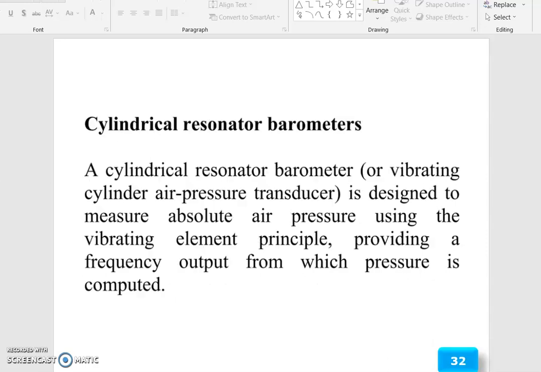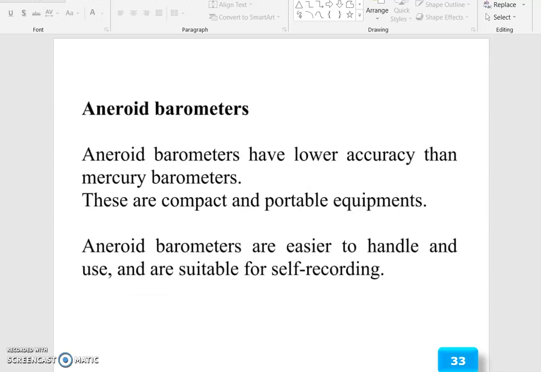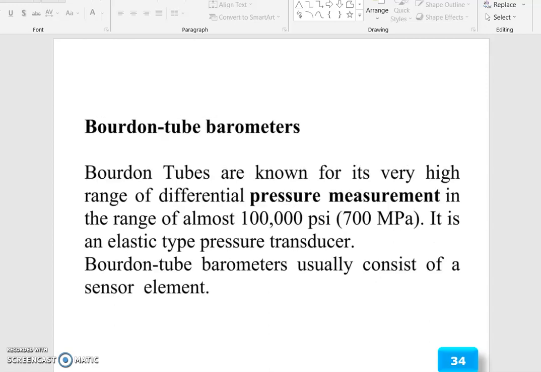So, many sensors are therefore internally compensated for temperature effect. The cylindrical resonator barometer. A cylindrical resonator barometer or vibrating cylinder air pressure transducer is designed to measure absolute air pressure using the vibrating element principle, providing a frequency output from which pressure is computed. Aneroid barometers have lower accuracy than mercury barometers. These are compact and portable equipment. Aneroid barometers are easier to handle and use and are suitable for self-recording.